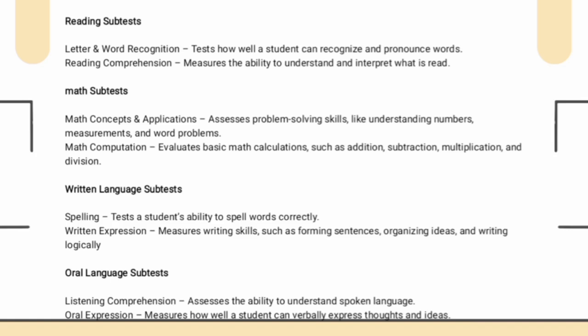Written language subtests. Spelling tests a student's ability to spell words correctly. Written expression measures writing skills such as forming sentences, organizing ideas, and writing logically. Oral language subtests. Listening comprehension assesses the ability to understand spoken language. Oral expression measures how well a student can verbally express thoughts and ideas.